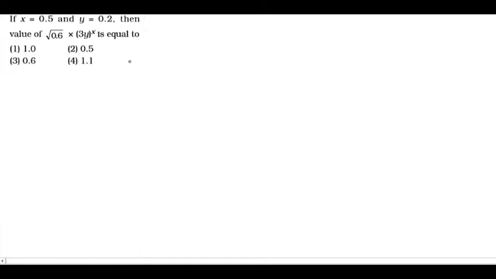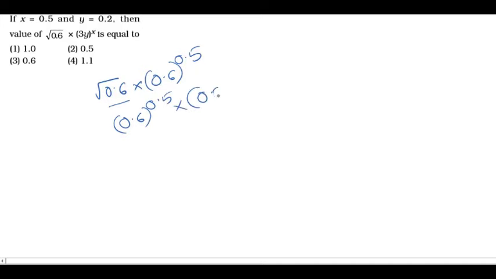If x is 0.5 and y is 0.2, then value of root 0.6 into 3y, y we know 0.2, that is 0.6, x is 0.5. So basically this is also 0.5, 0.6, 0.5 into 0.6, 0.5. So it becomes 1. So basically this is just 0.6.